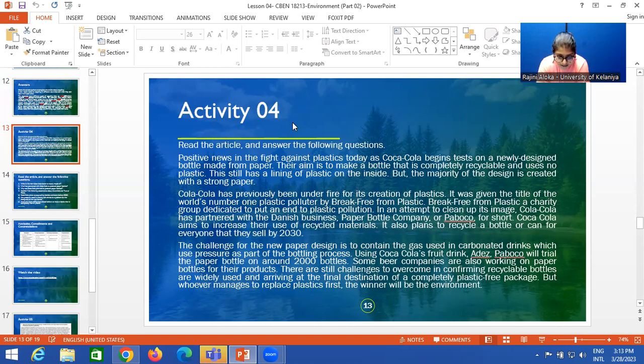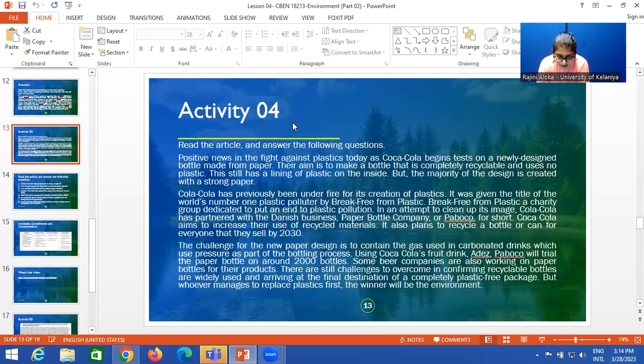It was given the title of the world's number one plastic polluter by Break Free from Plastic, a charity group dedicated to put an end to plastic pollution. In an attempt to clean up its image, Coca-Cola has partnered with the Danish business paper bottle company, or Paboco for short. Coca-Cola aims to increase their use of recycled materials. It also plans to recycle a bottle or can for everyone that they sell by 2030.